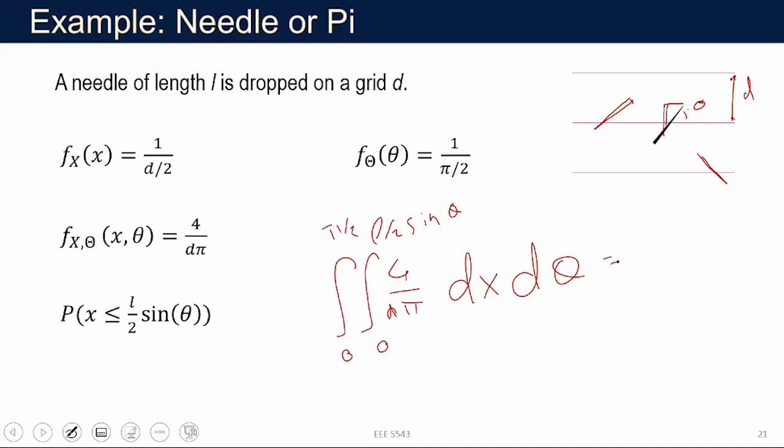So if we integrate this, we actually get the solution that the probability of the needle intersecting the grid line is 2L over pi d. An interesting result of this is that now we have a probability that actually defines for us what pi is. So if we can imagine doing this experiment many, many times to get a good value of p, then we can actually estimate a value for pi.